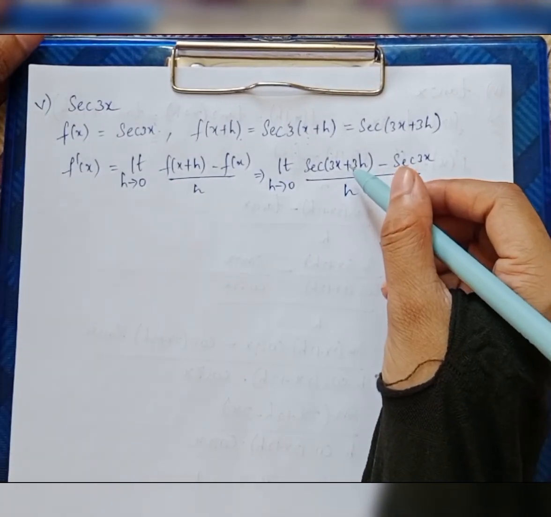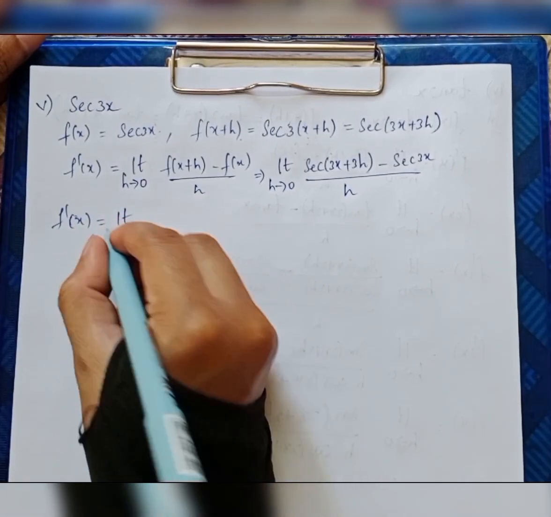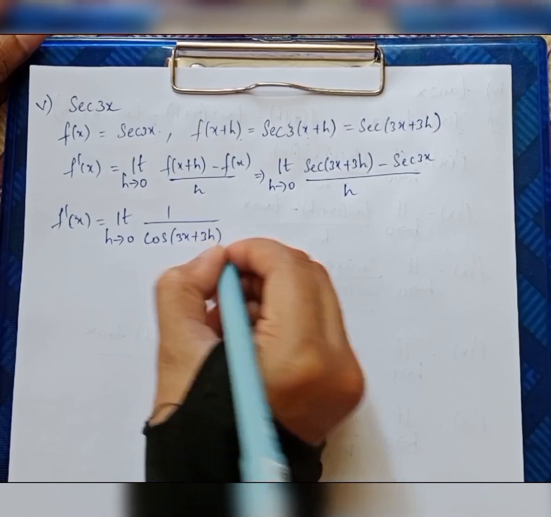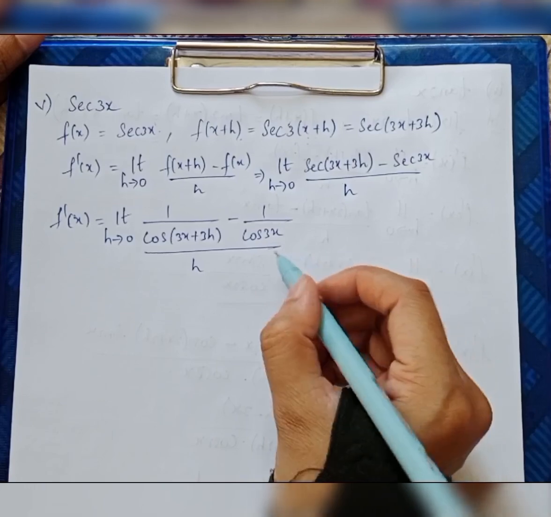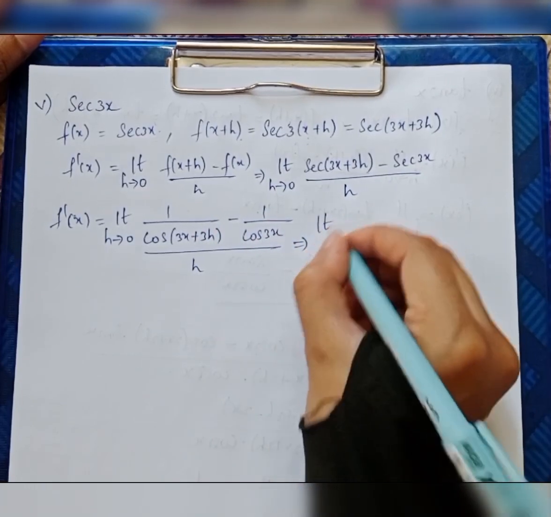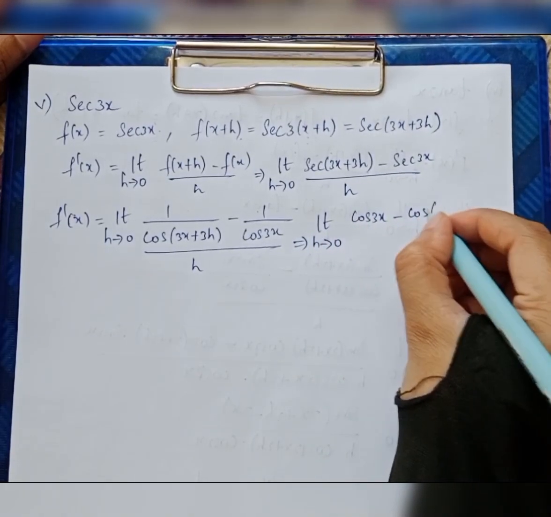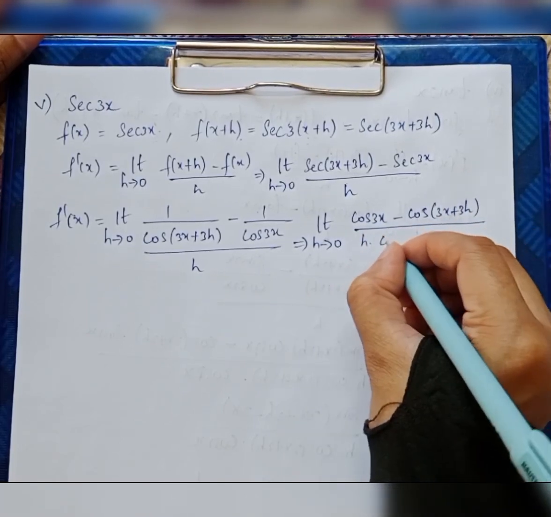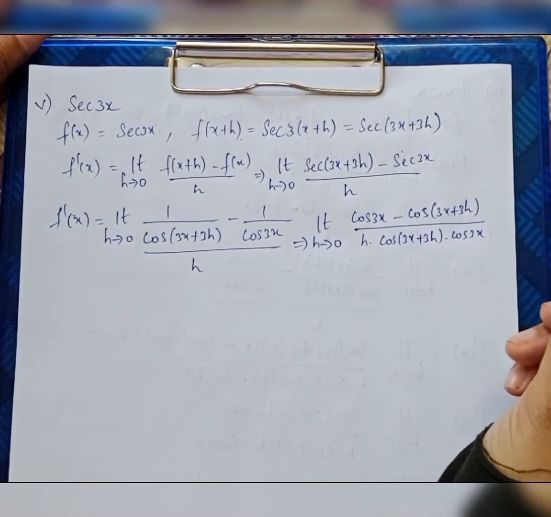Now secant is 1 by cos, writing it as 1 by cos function. So it is limit h tends to 0, [1 by cos(3x + 3h) minus 1 by cos 3x] whole by h. Taking LCM here, this term goes there and this comes over here. So it is limit h tends to 0, [cos 3x minus cos(3x + 3h)] whole by h into cos(3x + 3h) into cos 3x.